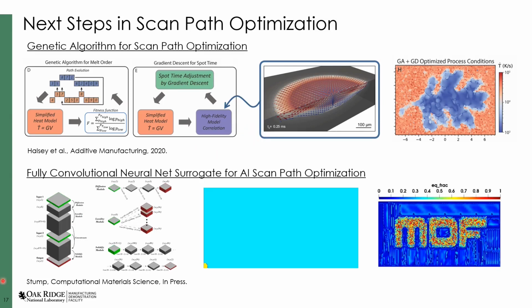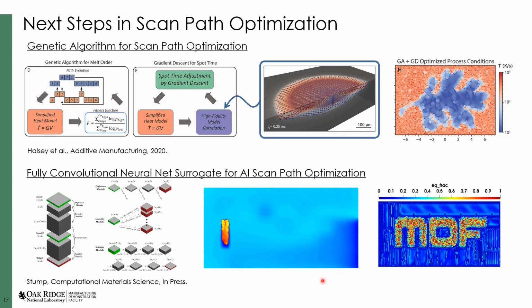So more recently, one of my colleagues, Jamie Stump, has a paper that's in press at Computational Materials Science right now, where he's replacing some portions of that computational model with a fully convolutional neural net that makes a prediction of what type of microstructure you're likely to get. And then we can use various types of optimization algorithms quite efficiently. In this case, it's a simple greedy algorithm to generate new scan paths.